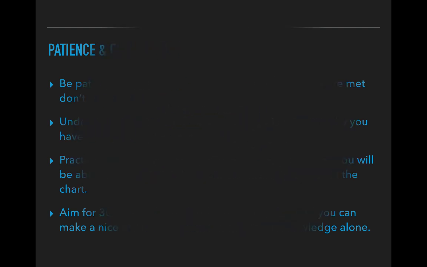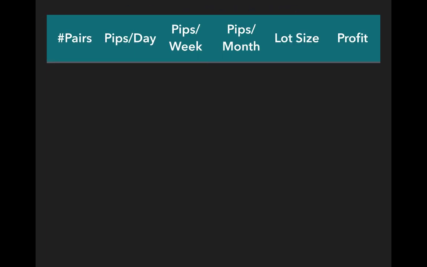Okay, and I'm going to show you that right now as an example. Okay, you watch one pair a day. Okay, just one pair. Okay, and you go for 30 pips a day, and that's a target of 150 pips a week, 600 pips a month. Okay, now if you traded a 0.1 lot size, okay, a mini lot, right, that would be about $600 profit in a month.